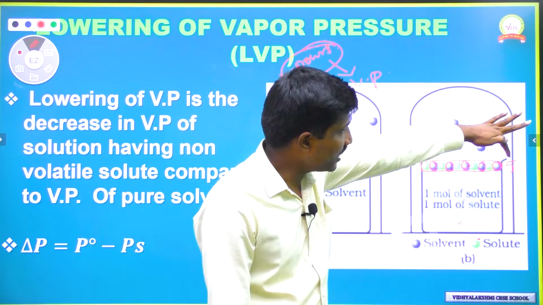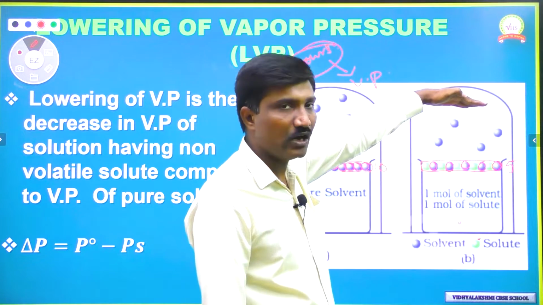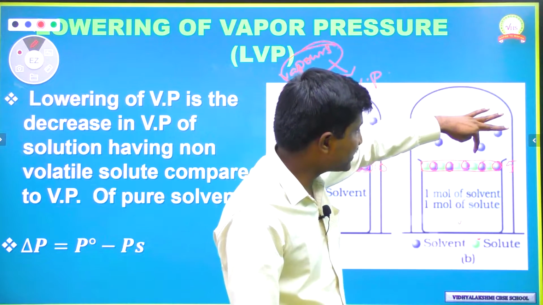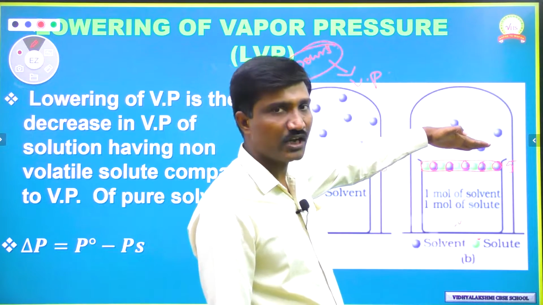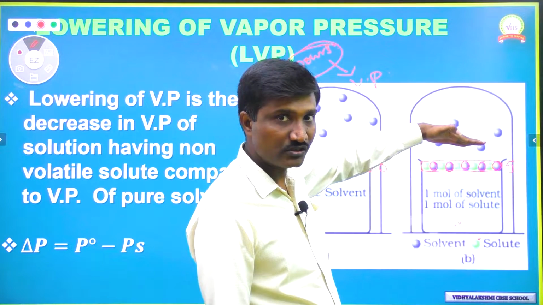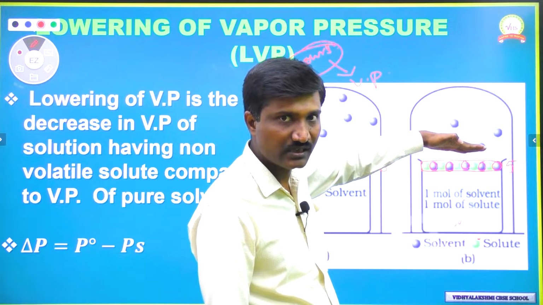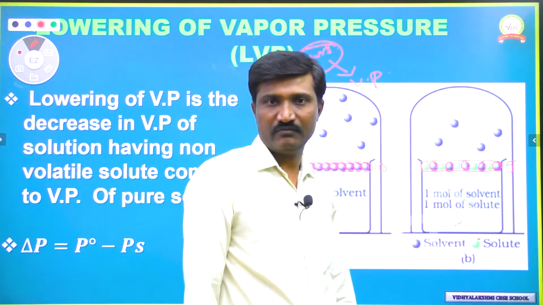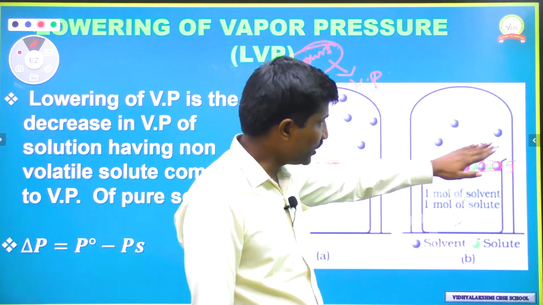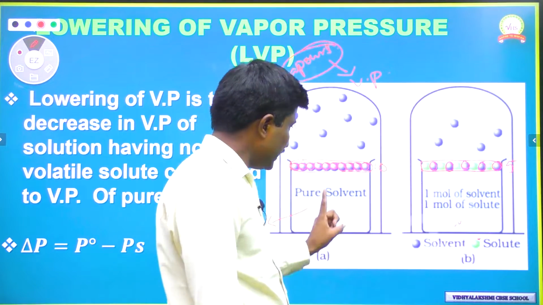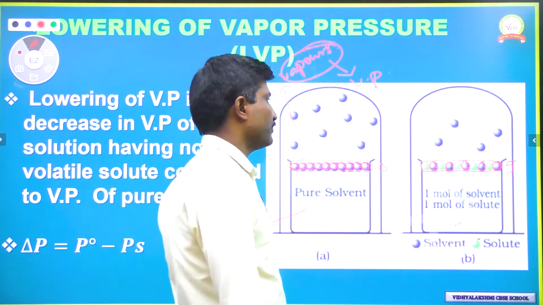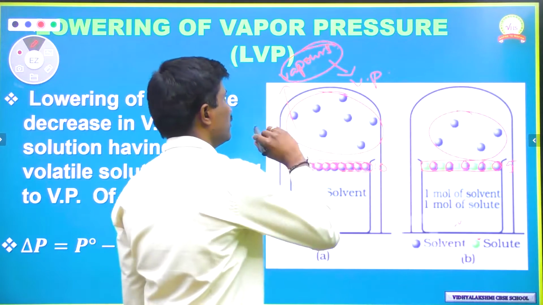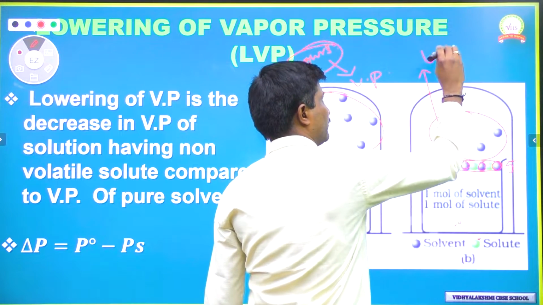But here, since solvent molecules are fewer, only those 5 molecules enter into the vapor state. When the 5 molecules enter into the vapor state, those places are occupied by bulk liquid molecules. So the bulk liquid molecules now come to the surface, and again only the same number, 5, will occupy it. So the remaining 5 molecules go into the vapor state. Okay, so if we compare the number of vapor molecules in the pure solvent and the solution state, here vapor molecules are more, but here vapor molecules are fewer.